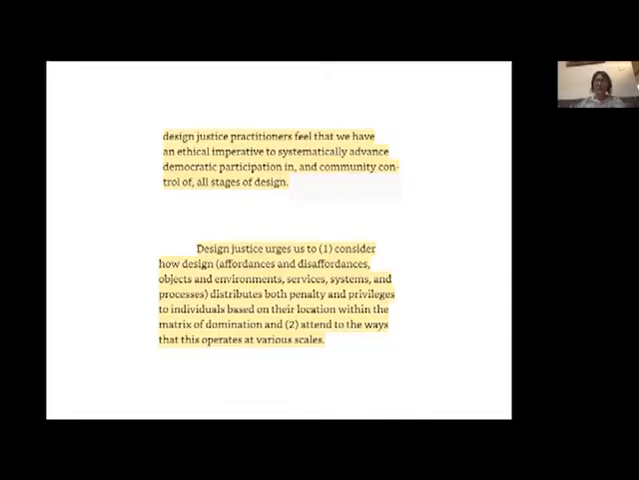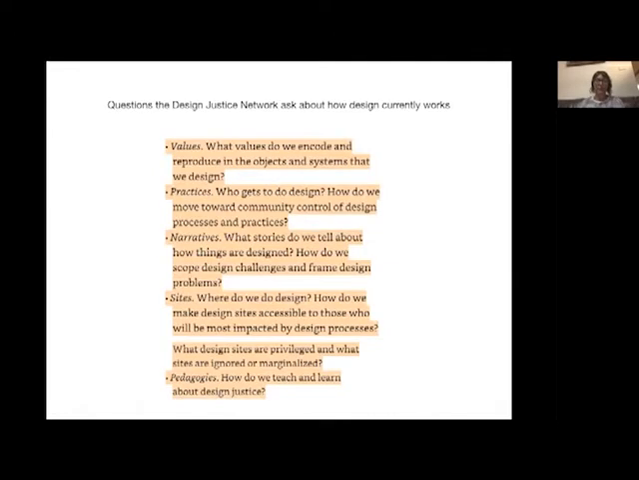Design justice practitioners feel that we have an ethical imperative to systematically advance democratic participation in and community control of all stages of design. Design justice urges us to, one, consider how design, affordances and disaffordances, objects and environments, services, systems and processes, distributes both penalty and privileges to individuals based on their location within the matrix of domination, and attend to the ways that this operates at various scales.